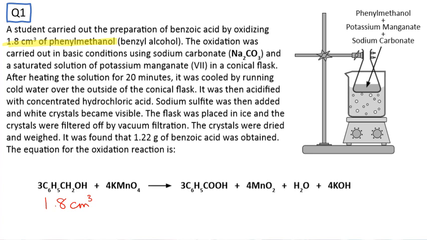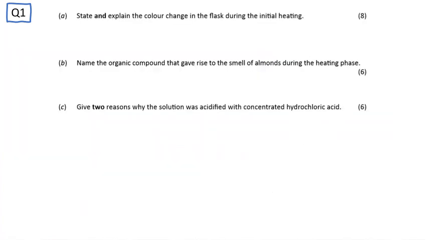The only other bit of information here that I need is that 1.22 grams of benzoic acid was obtained. So that's 1.22 grams of benzoic acid, and that's going to be my actual yield. So if that's what was obtained, that's going to be my actual yield.